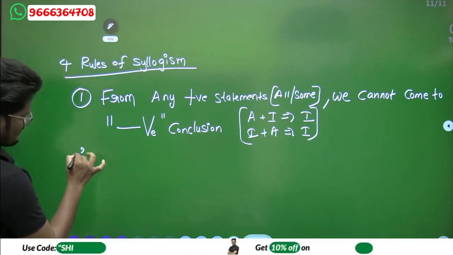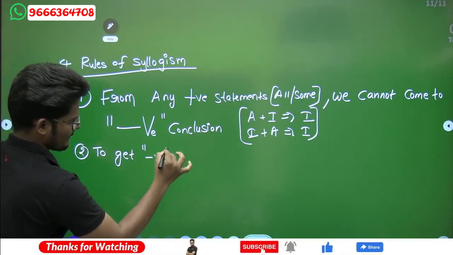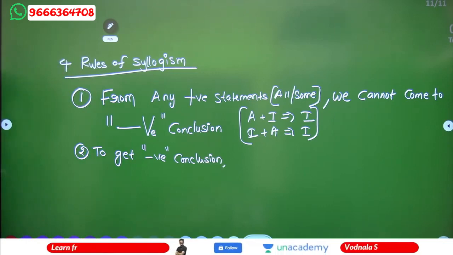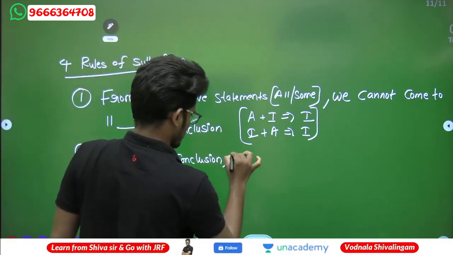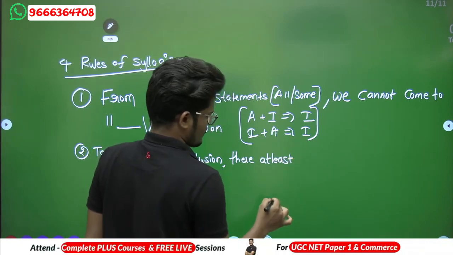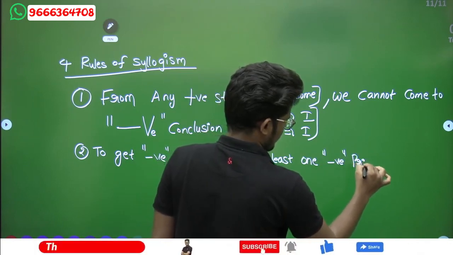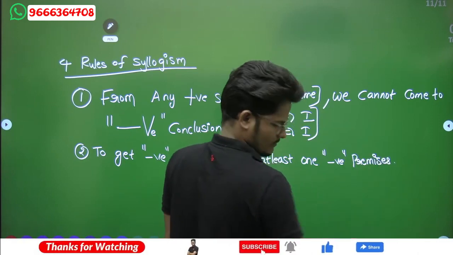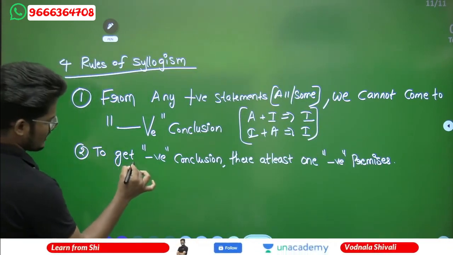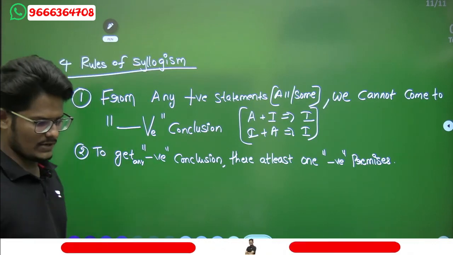And the second rule is that to get a negative conclusion, there must be at least 1 negative premise. In order to get any negative conclusion, a minimum of 1 negative premise is required. Then only you can come to the conclusion.